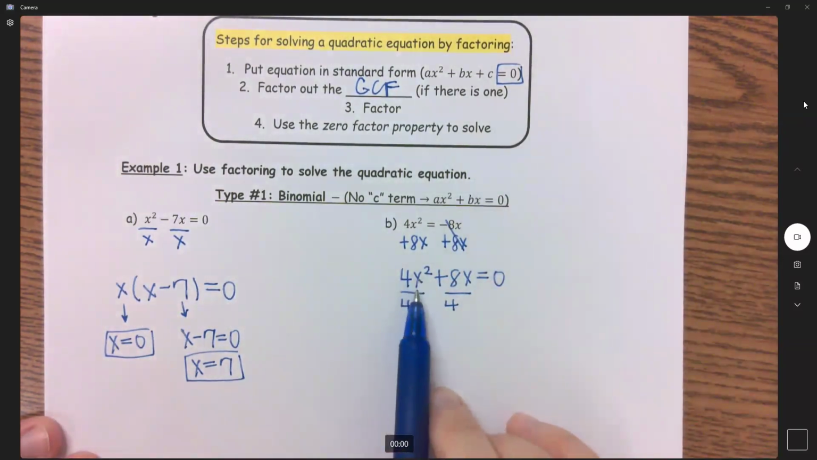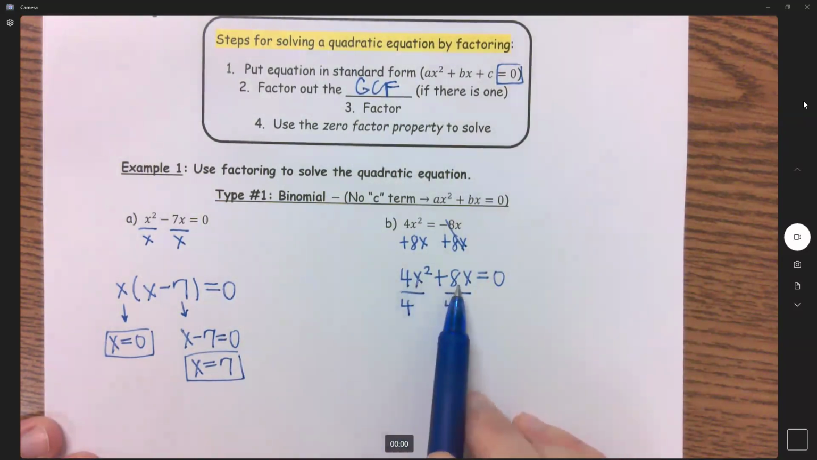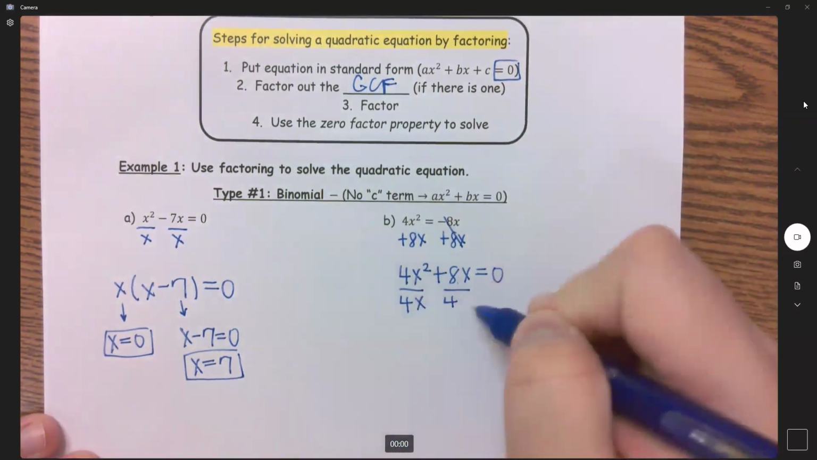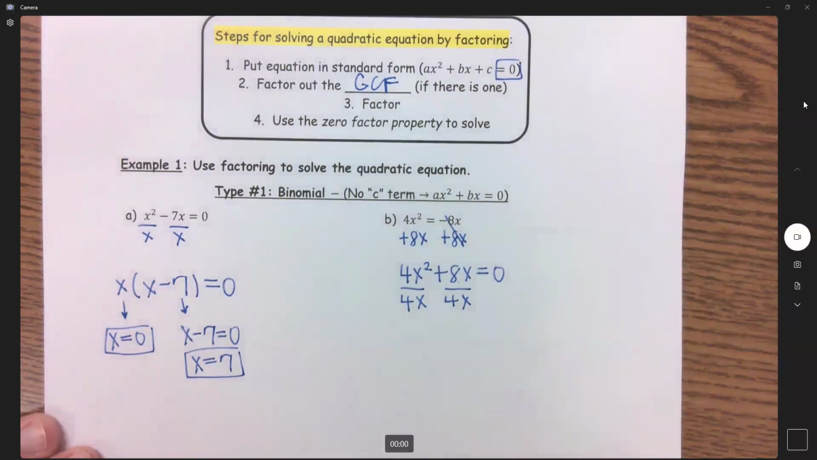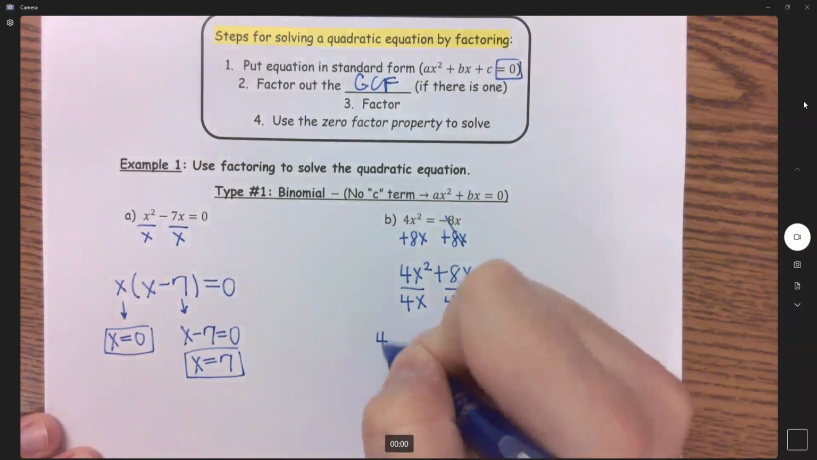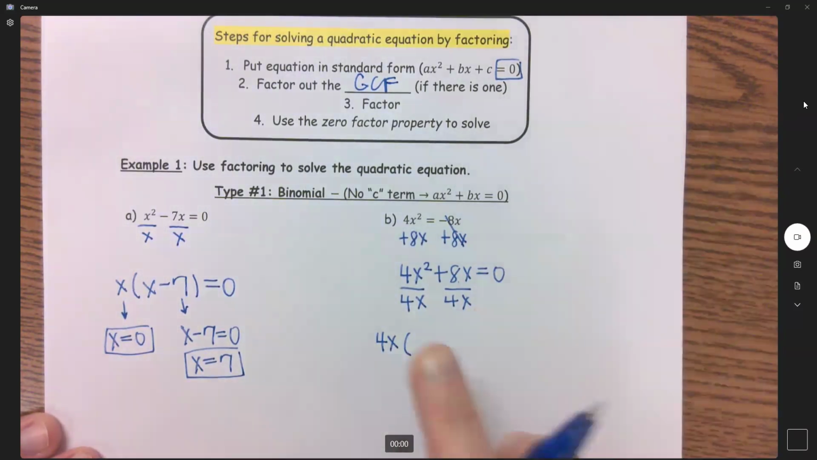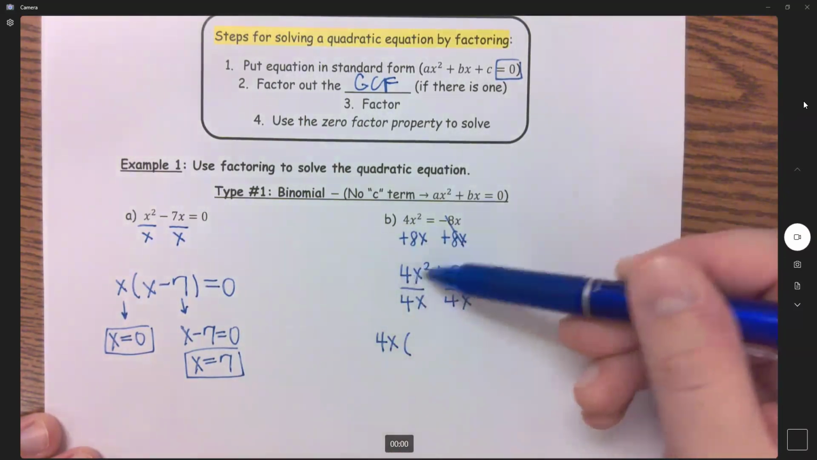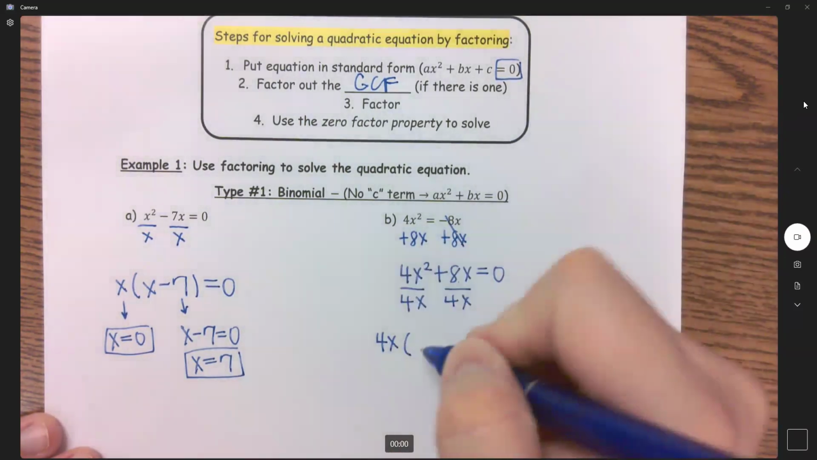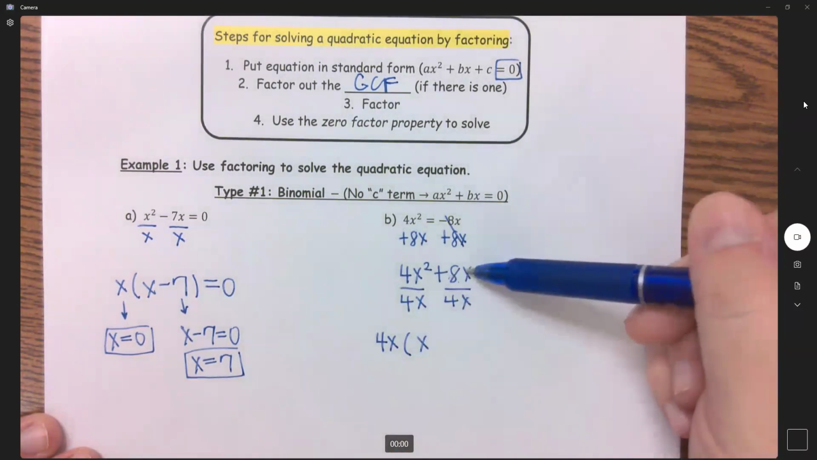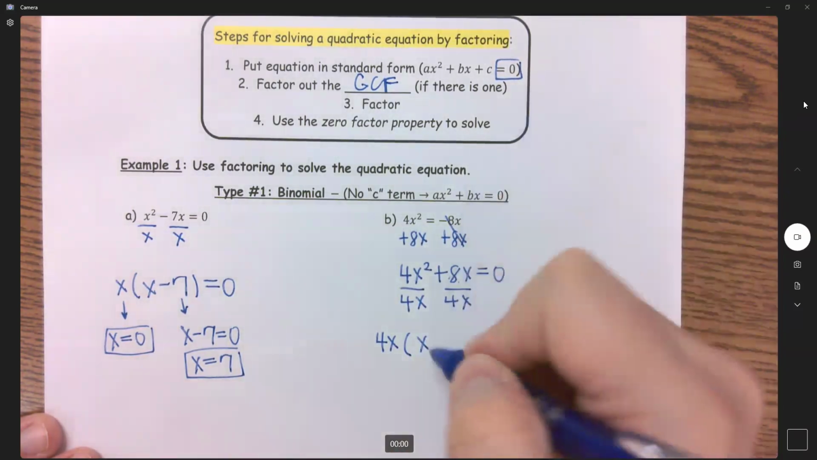And they both have at least one x. This one has 2 x's, this one has 1, so I can take out an x of both. So that GCF goes on the outside. And now what do we have left when I divide both of those terms by that GCF? So 4x squared divided by 4x is x, and 8x over 4x is 2.